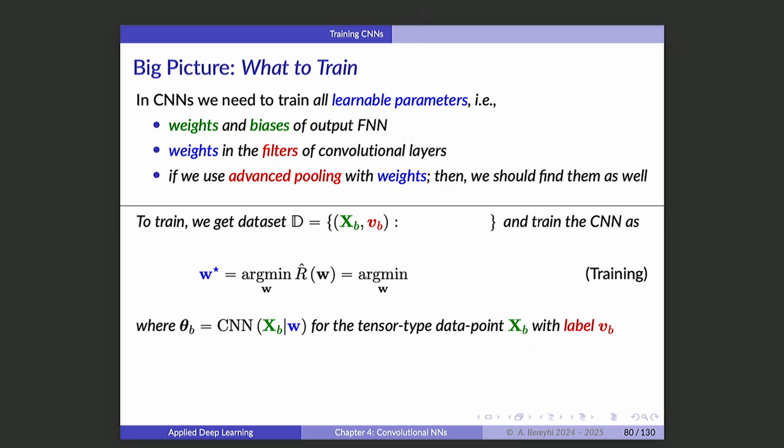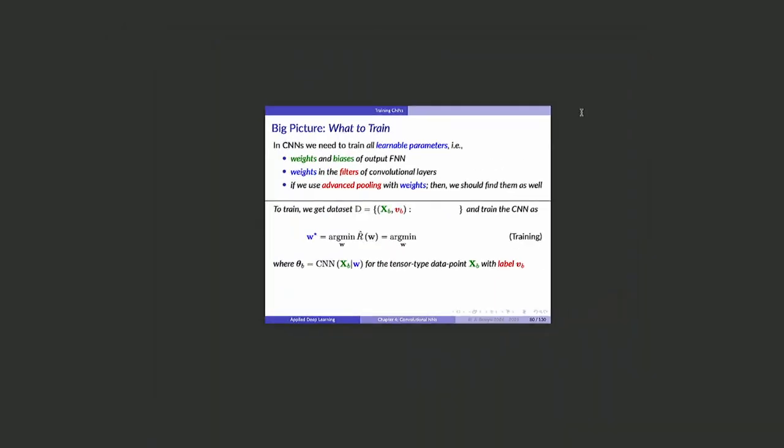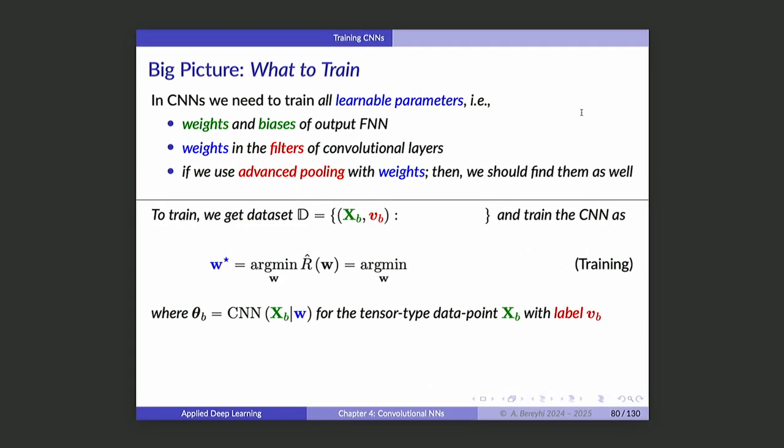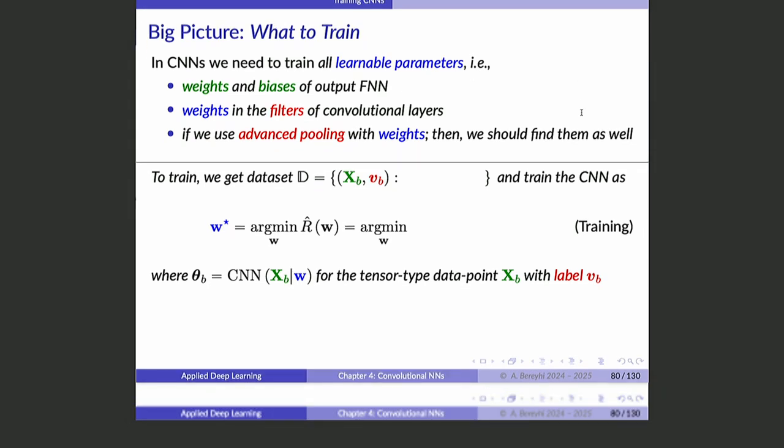So let me show the output of my convolutional network. I think when I increased the size, yeah, now it's fine, right?